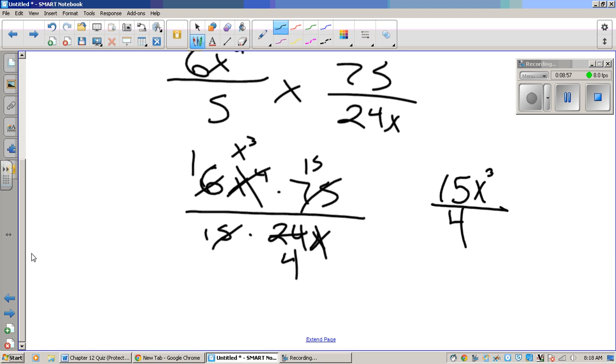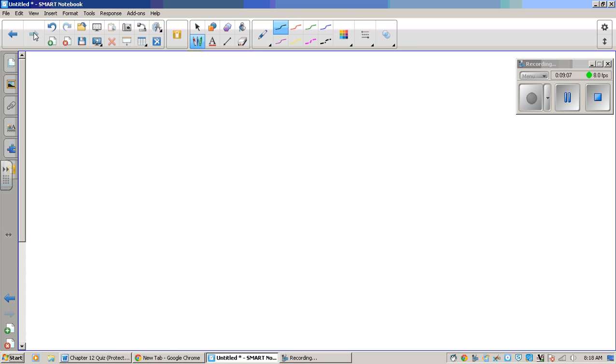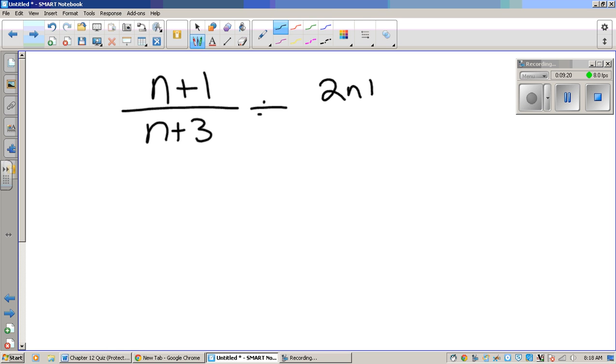All right, well, let's look at the next example. That's just expressions involving monomials. Those are all monomials. Now we're going to look at binomials. Okay, so binomials are n plus 1 over n plus 3 divided by 2n plus 2 over n plus 4.